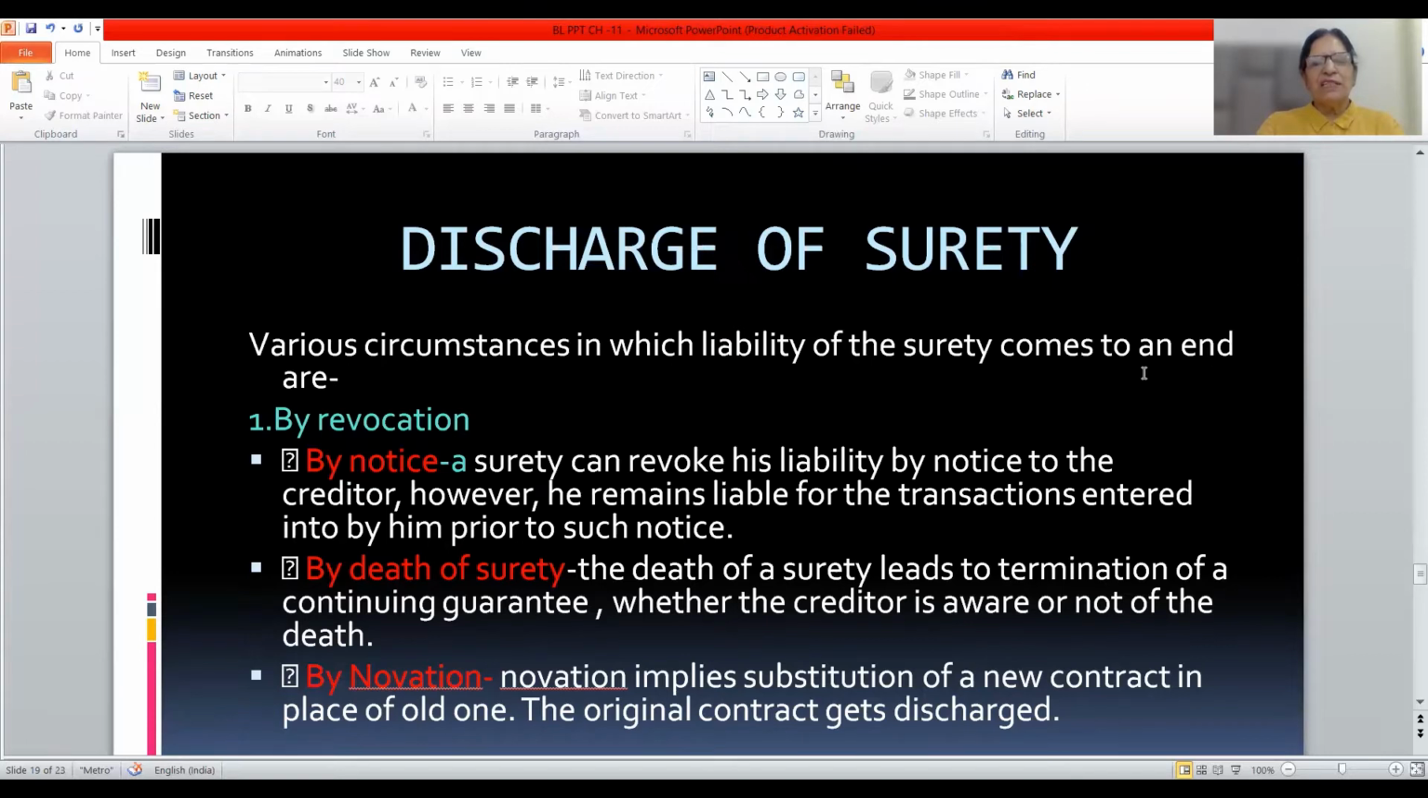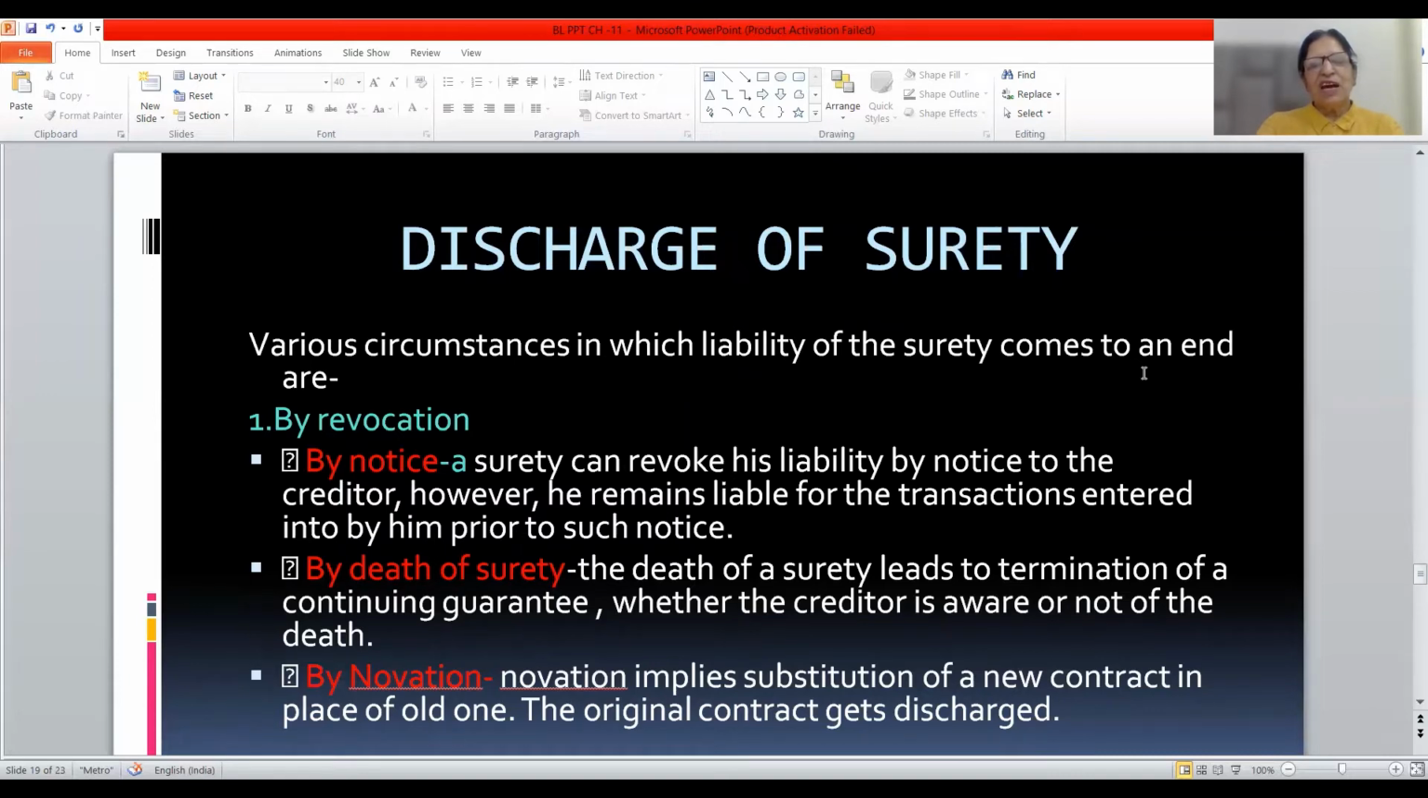First one is by notice, second is by death of surety, third is by novation. By notice, I have already talked about. In case of a continuing guarantee, the surety can always serve notice to the other person, creditor or the supplier, and he can revoke his guarantee. And even in case of a specific guarantee, the surety can revoke his guarantee by serving notice if the guarantee has not been acted upon. But once it has been acted upon, then the surety has no right to withdraw his guarantee.